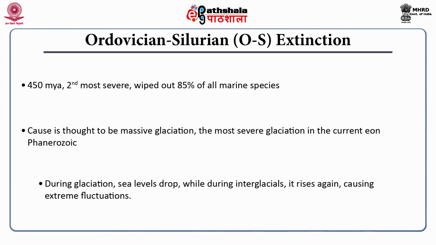So, during the glaciation, sea levels drop, as I just explained to you. During the glaciation, sea levels drop, while during the interglacial, the relatively warm period, sea levels rise. Right now the sea level is rising because right now it is interglacial. So, in the next glacial cycle, the glacial maxima, the sea levels will start sinking once again. So, it will lead to extreme fluctuations in the global sea level.